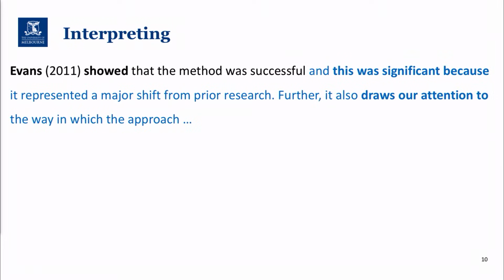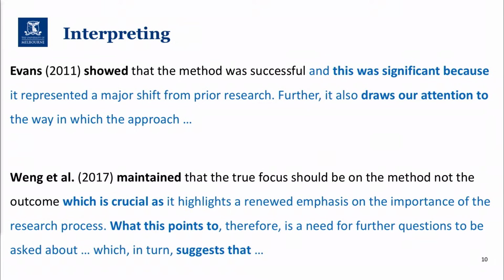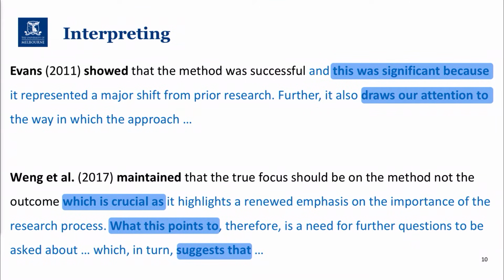And we can see that the black part of the sentence is the descriptive part, and the blue part gives us our interpretive language. This is significant because it draws our attention to. Another example. We can see the language again, which is crucial as what this points to, what this suggests that. And what that does, if you look at it carefully, when you're using that language, it's you providing the interpretation. You're basically saying what I think this points to without saying I think. And there's that language again highlighted.